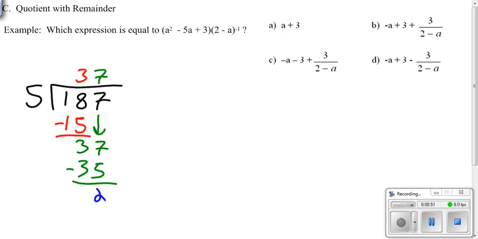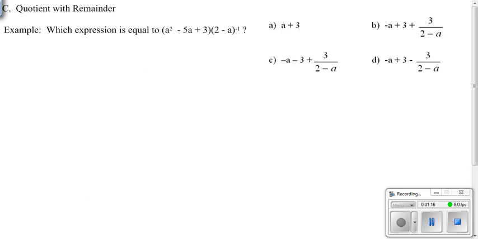So we could say that the answer is 37 remainder 2, or an even better way to say that would be 37 and 2/5. We take our remainder and we put it over our divisor. So 2 over 5. So in the end we would say 187 divided by 5 is 37 and 2/5. Now, how can we take that concept and apply that to our division with polynomials?